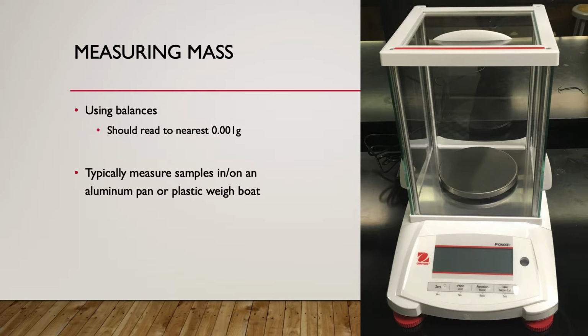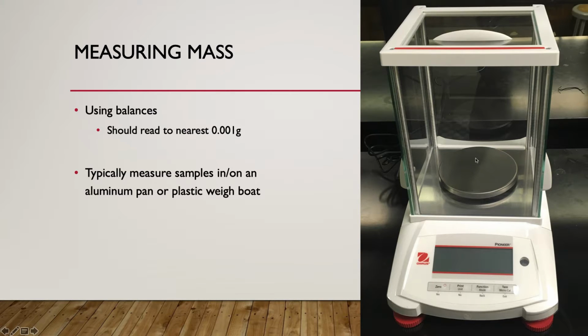Now, in terms of actually using these balances, typically if you're going to find the mass of something, we're going to be using either empty aluminum pans or small plastic weigh boats, where you can add the aluminum pan or the weigh boat onto the inside of the balance here, so you might have to slide open the door to put it in there.